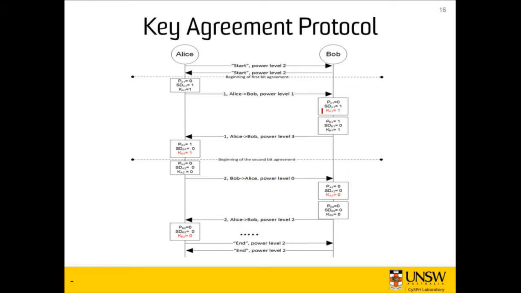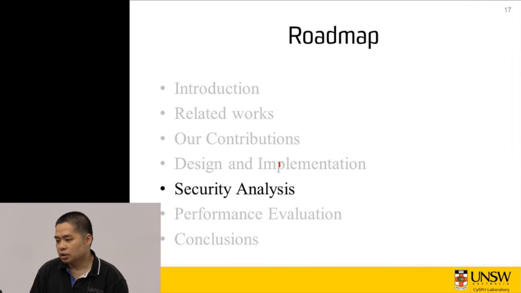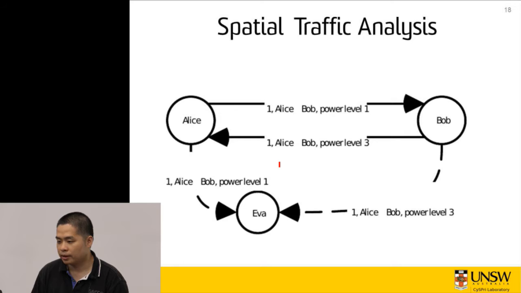So this will be one cycle for 1 bit, and to establish an n-bit secret, they just need to run n cycles of this process until they get to the end, send the n exchange message, and then reset the power level. So here is our protocol. Then it comes to the section about the security analysis.